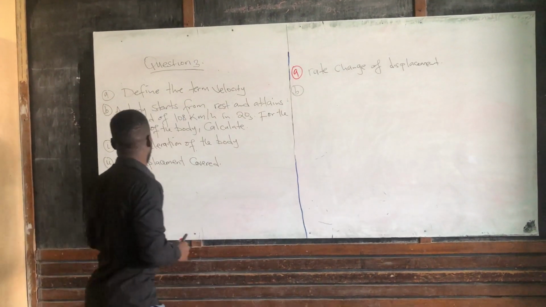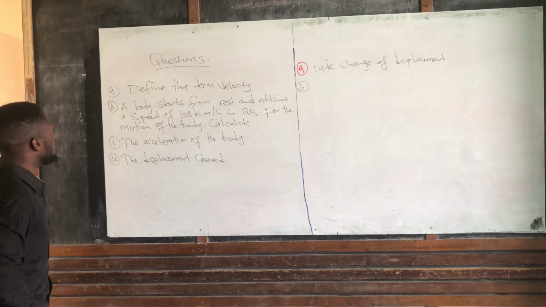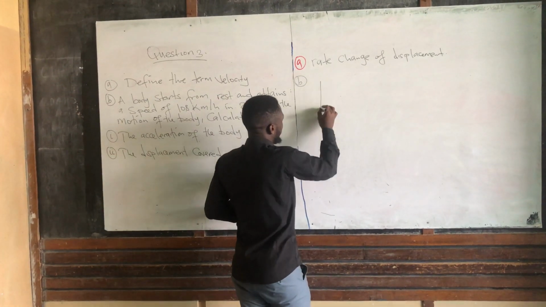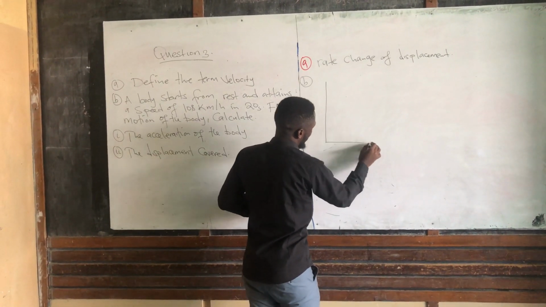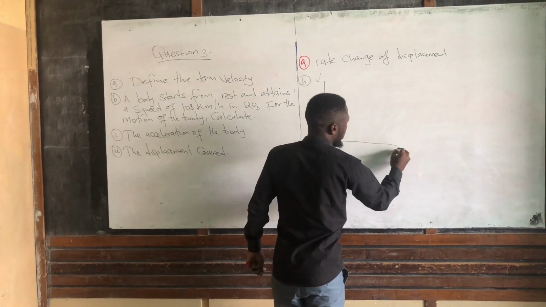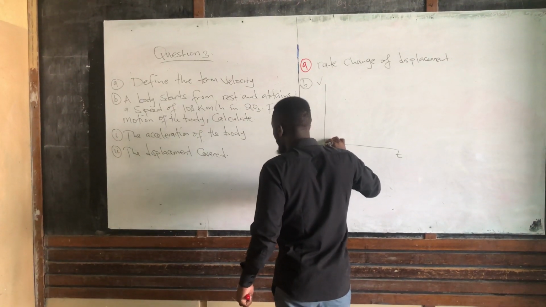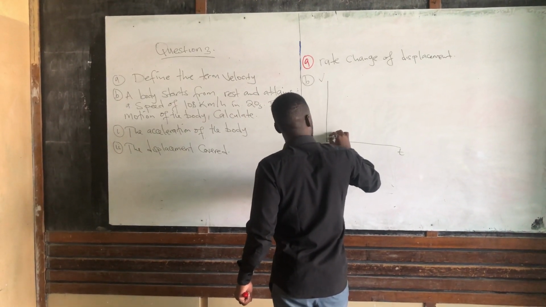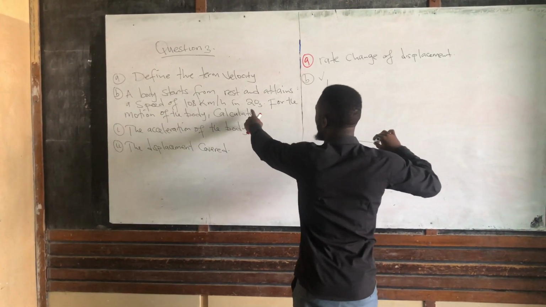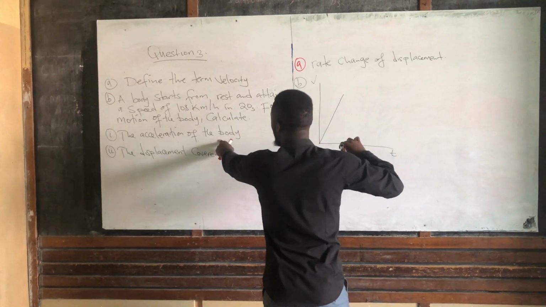So here B, a boat starts from rest and attains the speed of, okay? Let's start with this one. Have something like this, okay? This is V, this is T here. So a boat starts from here, it attains a certain speed there, and attains the speed of this in 20 seconds. For the motion of the body, calculate the acceleration of the body.